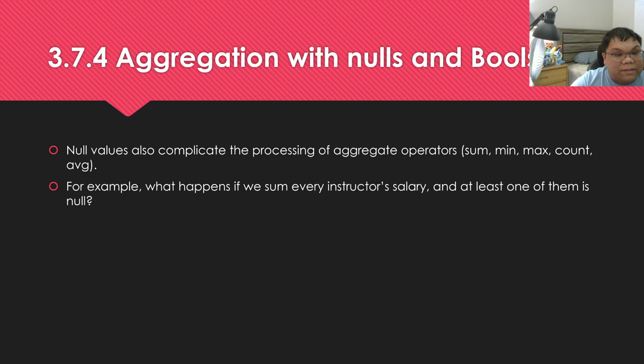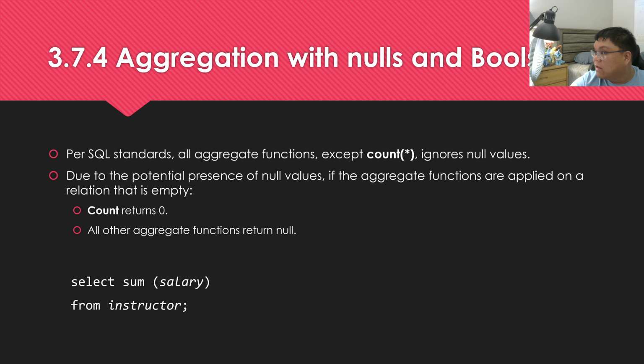What if we wanted to sum up every instructor's salary, and one of those salaries is null? What happens now? For SQL standards, all aggregate functions, except for count, ignore null values. So if we perform this query, select sum salary from instructor, we ignore null values. Due to the potential presence of null values, if the aggregate functions are applied on a relation that is empty, count returns 0 and all other aggregate functions return null.